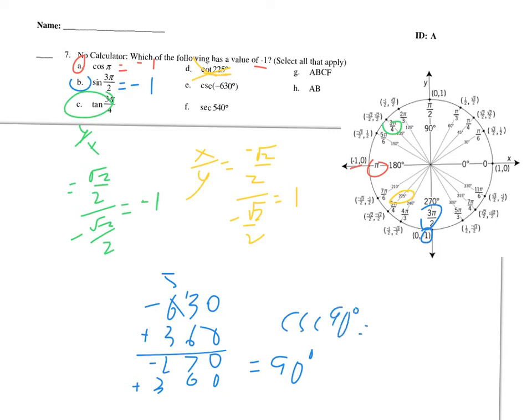Remember, cosecant is 1 over sine, so that's 1 over y. And so at 90 degrees, that is 1. So 1 over 1 is not negative 1.